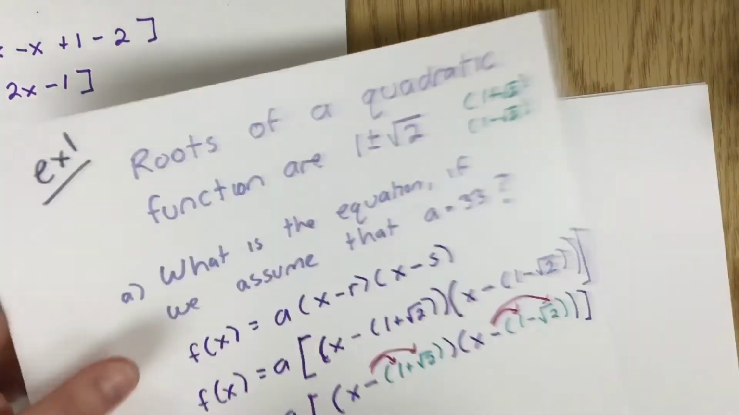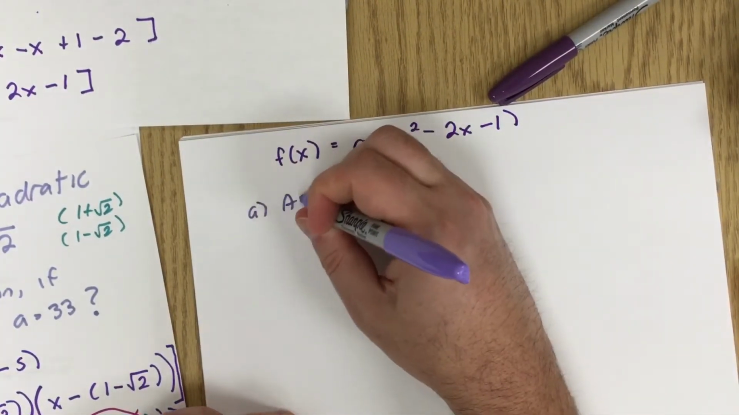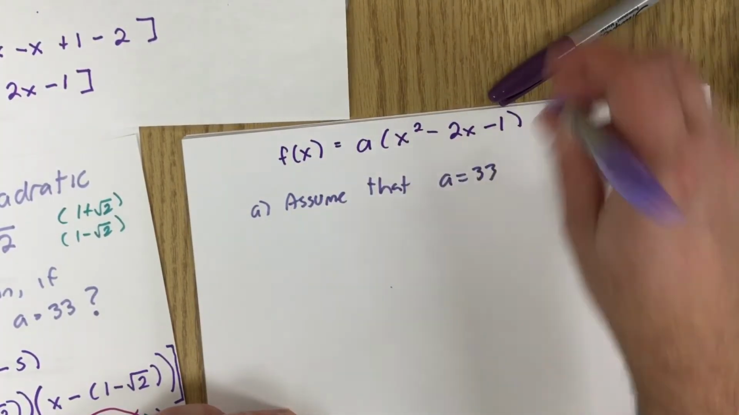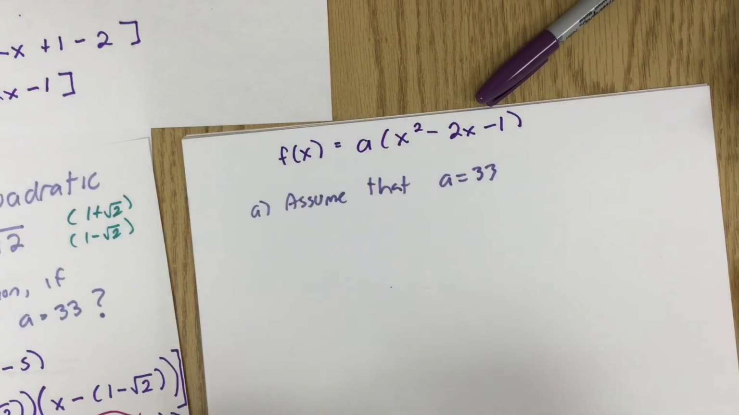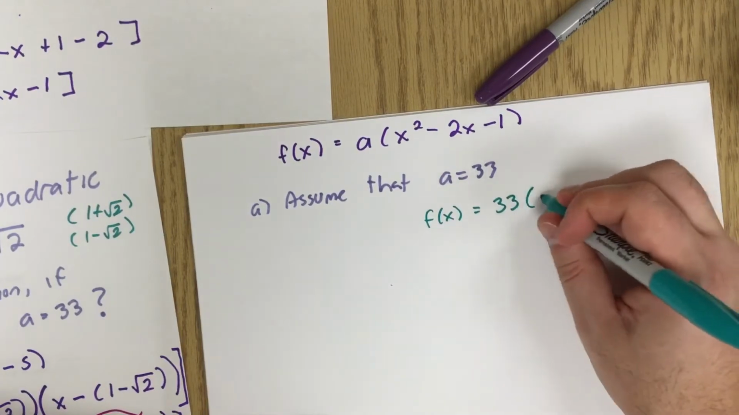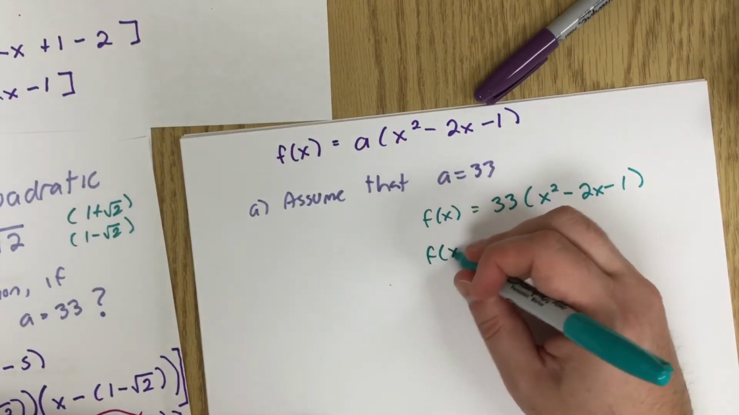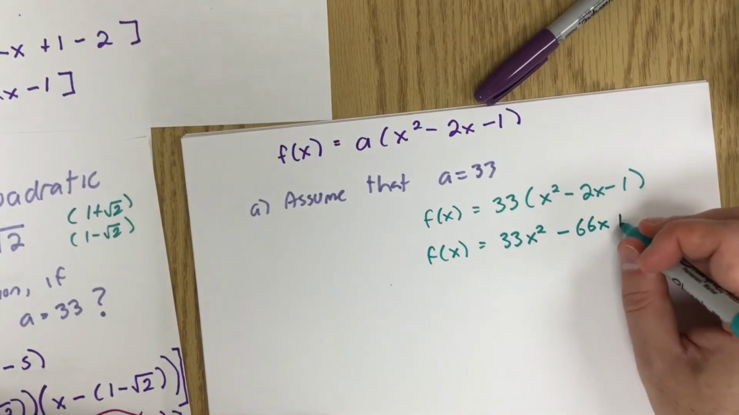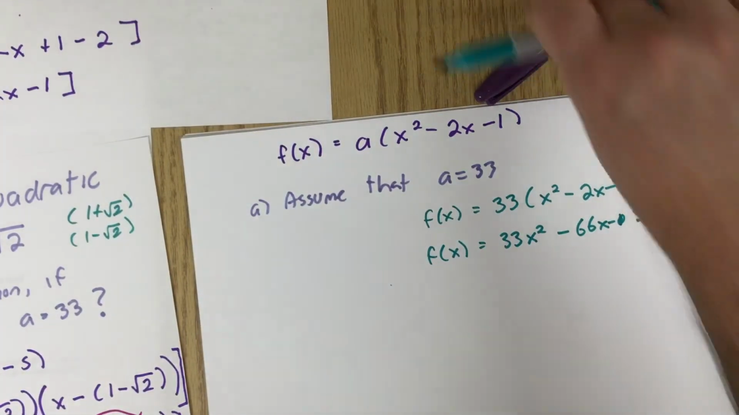Now, in my initial question, I said assume that a was equal to 33. So if a was equal to 33, then the answer would be f of x equals 33 times x squared minus 2x minus 1, or you could write it as 33x squared minus 66x minus 33. But that's probably not what you're going to be asked.